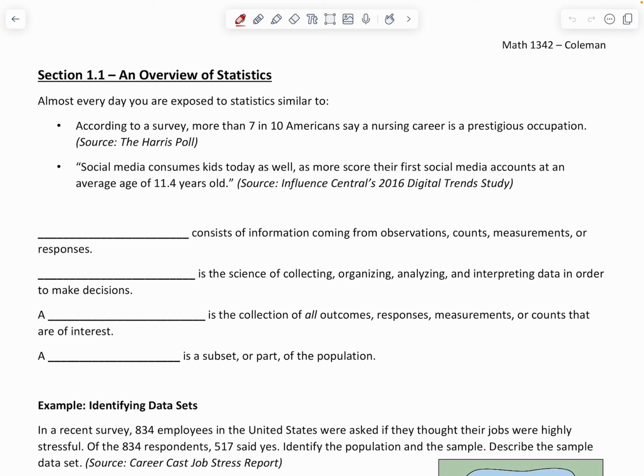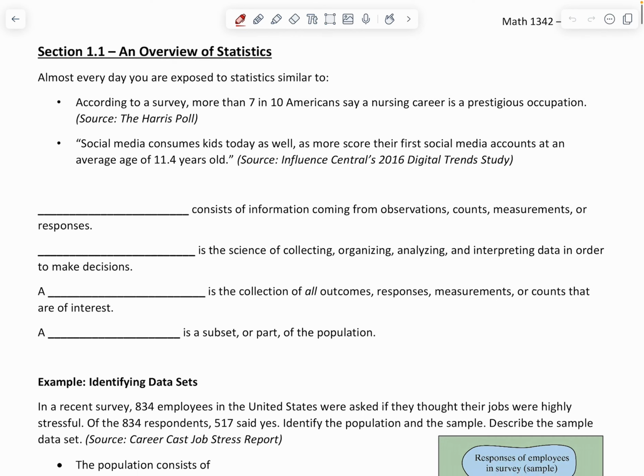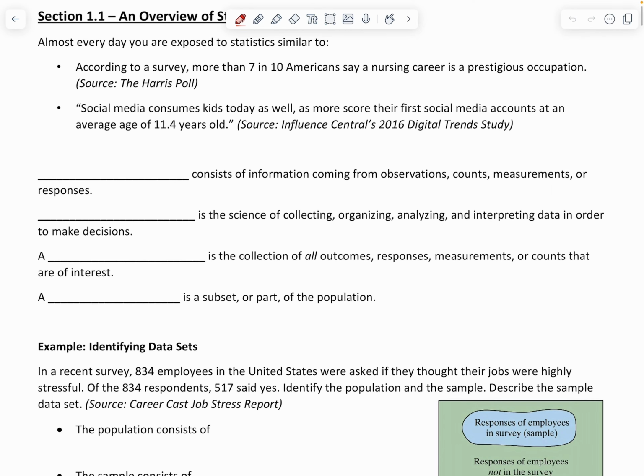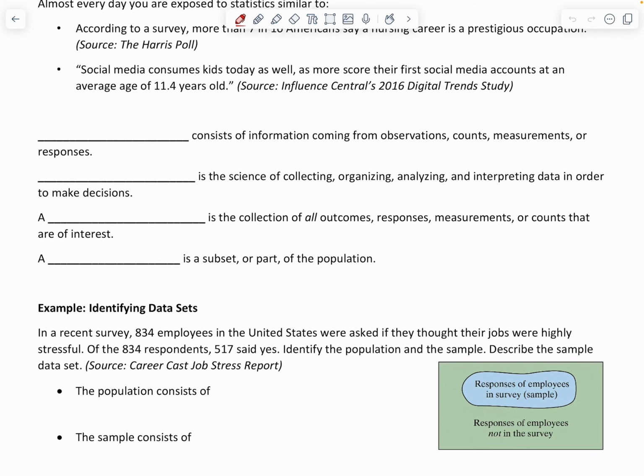So every day we use statistics. You're exposed to it often. Oftentimes you hear something like, according to a survey, more than 7 in 10 Americans say a nursing career is prestigious. Social media consumes kids today as well, as more score their first social media accounts at the average age of 11.4 years old. So these are all samples of statistics. And one of the things this course is going to do is decide how reliable statistics can be and when they can falter. So some definitions in section 1.1.